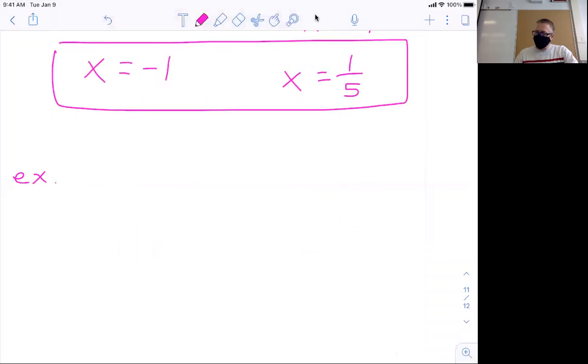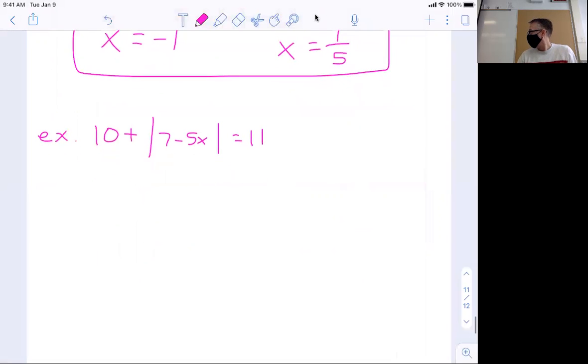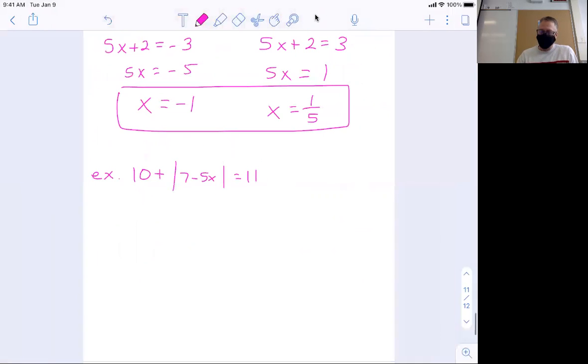So I'll do a similar one. Let's say 10 plus the absolute value of 7 minus 5x is equal to 11. So we want to get the absolute value by itself. I'm going to move the 10 over first. So I get the absolute value of 7 minus 5x is equal to 1.